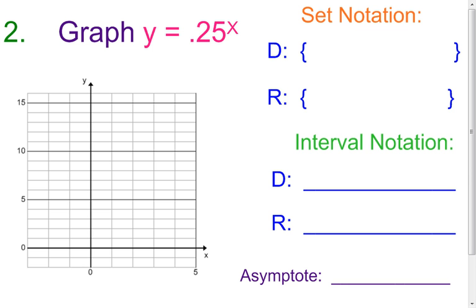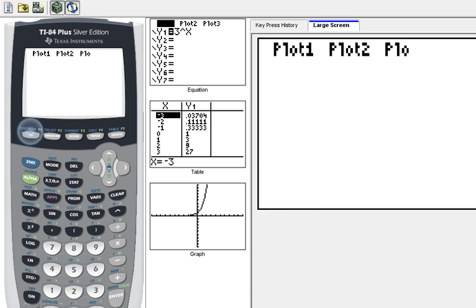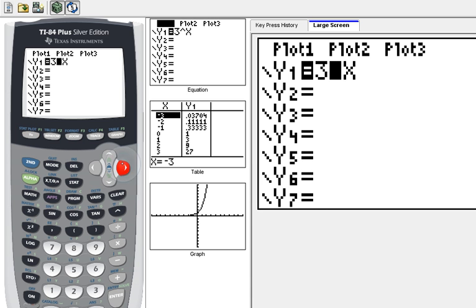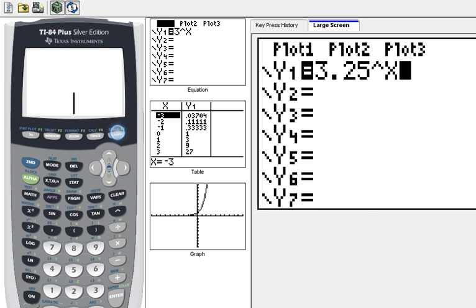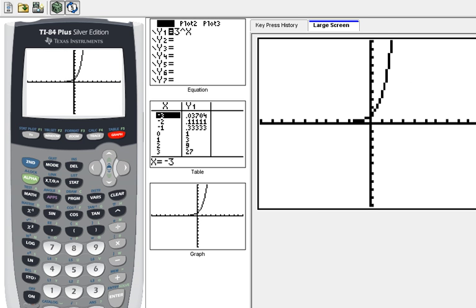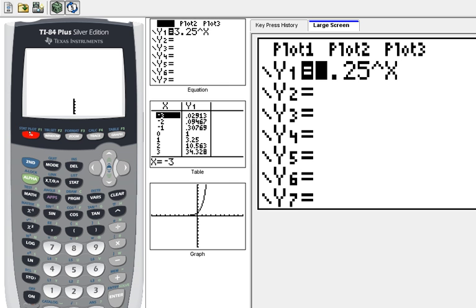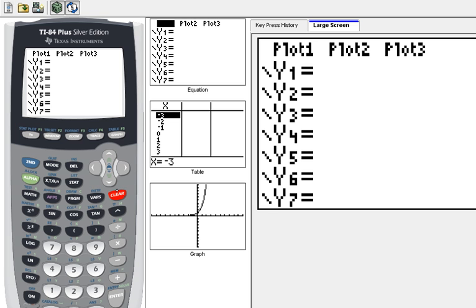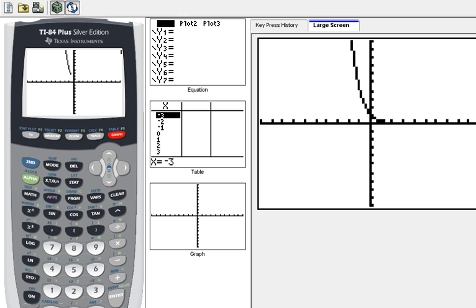All right, then this one, now I want you to go to your calculator and put in 0.25 to the x. So we will go back to our y1s and we will put in 0.25 to the x power. Go ahead and hit graph. Okay, oops, I got 3.25 in there somehow, sorry. Let's clear this out. 0.25 to the x power. Let's try that again. There we go.